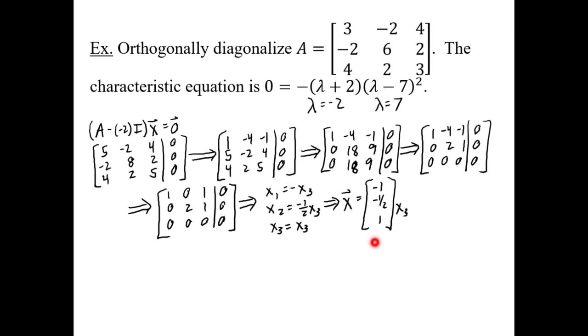And last thing, just because fractions are annoying, remember any multiple of this is also a correct answer. I'm going to multiply everything by 2. So we get -2, -1, 2 times x3. So there's my first eigenvector. For the other eigenvector, let's see if I can squeeze this in. I seriously doubt it, but let's see what happens.